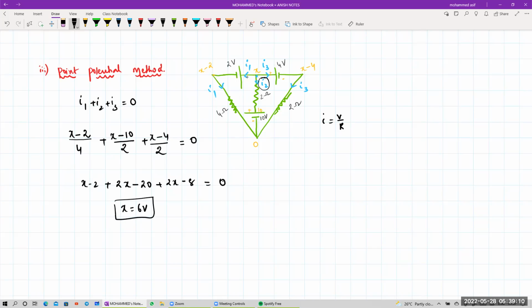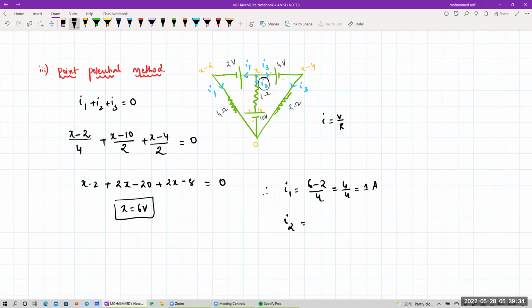So now I can calculate the value of I1. I1 will be equal to how much? 6 minus 2 divided by 4. 6 minus 2 is 4. 4 by 4 is equal to 1 ampere. So the I1 current flowing in this 4 ohm resistance is 1 ampere.